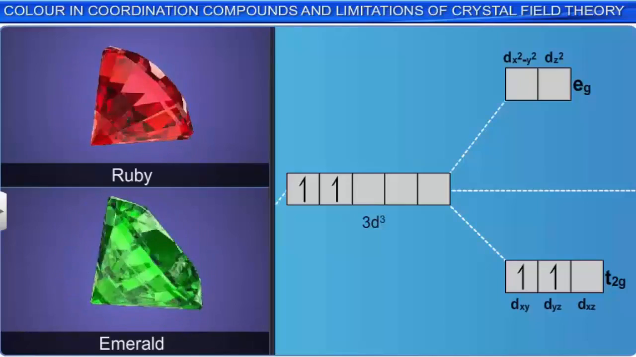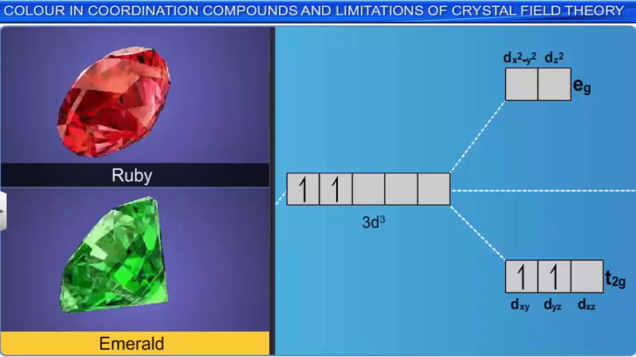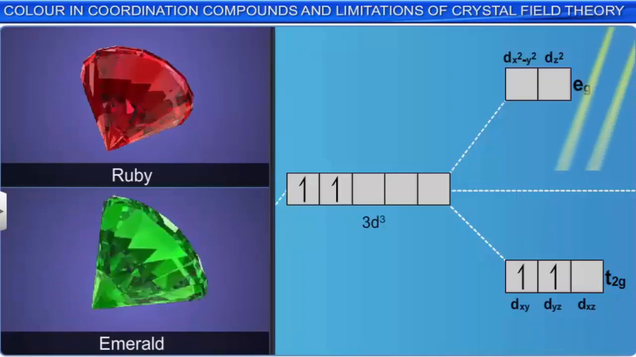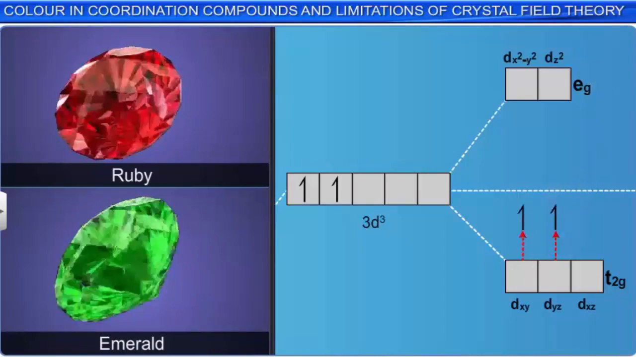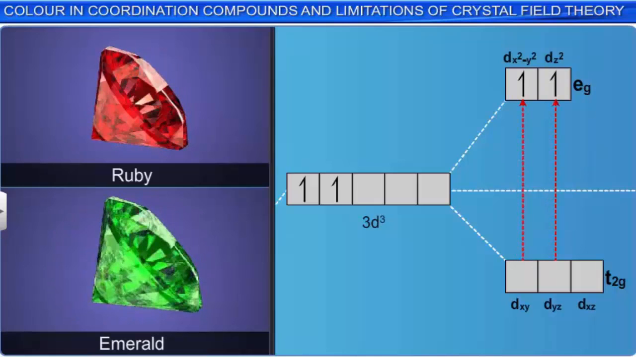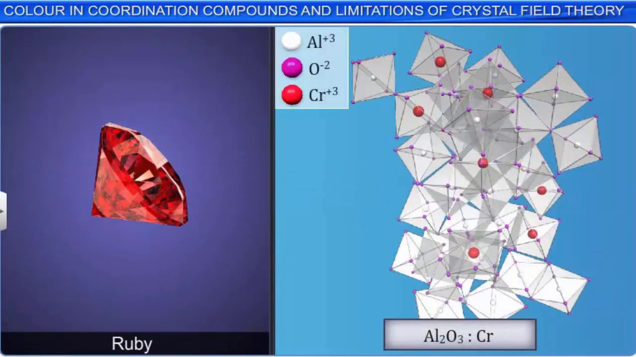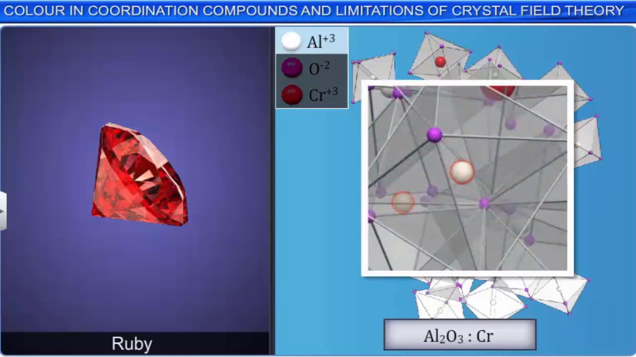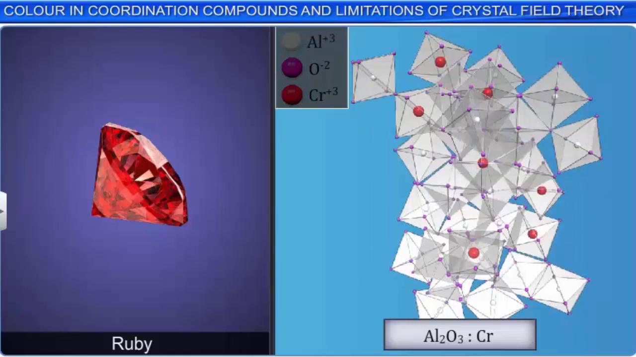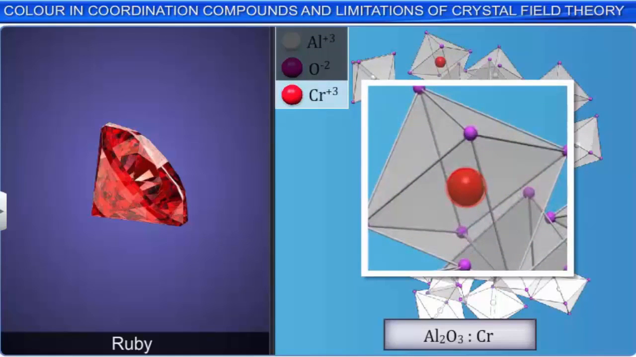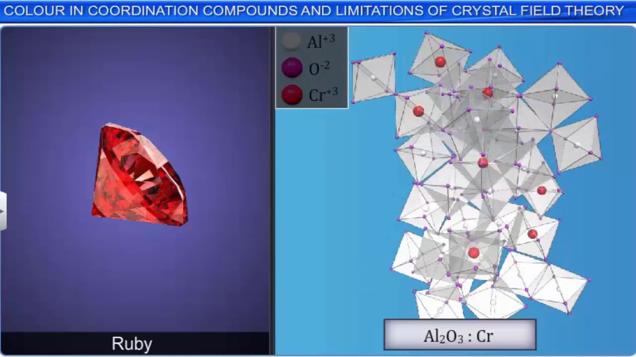The color of gemstones like ruby and emerald is also due to the d-to-d transition of electrons within the d orbitals of the transition metal ion. Ruby is a pink to blood red colored gemstone. It is aluminium oxide in which a small fraction of Al3+ ions are replaced by chromium 3+ ions. The red color of a ruby is mainly due to the presence of chromium 3+ ions.